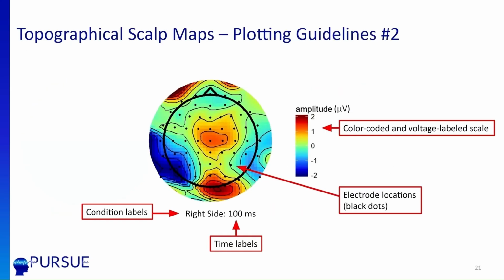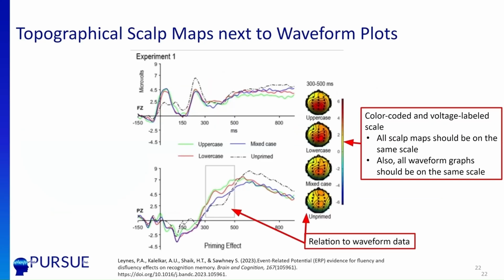Here's just a pretty good example of what an aesthetic figure of a scalp map by itself looks like. Pause and take note if you need to. In literature, you will often see figures combining single electrode waveform plots with topographical maps at a certain time interval. Of course, the ERPs on the waveform plots are grand average. In this case, topographic maps from 300 to 500 milliseconds are being shown next to waveform plots.